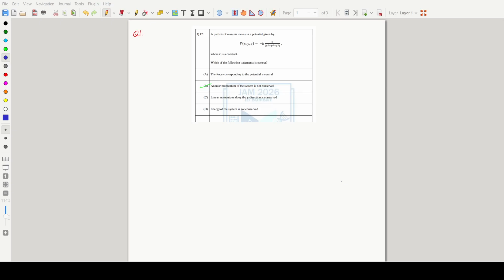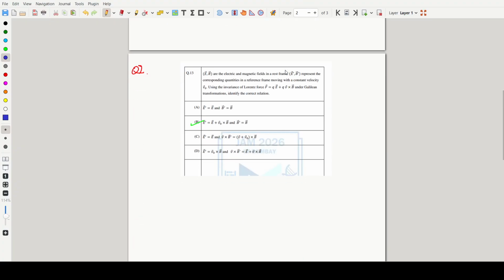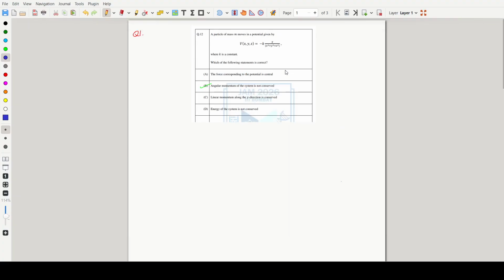Hey guys, welcome to part 2 of solving IIT JAM 2026 problems. I once again have three problems with me today, and I'll be attempting to get the solution to each of these. So here we go.